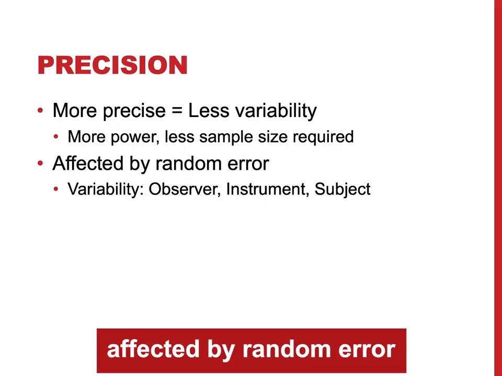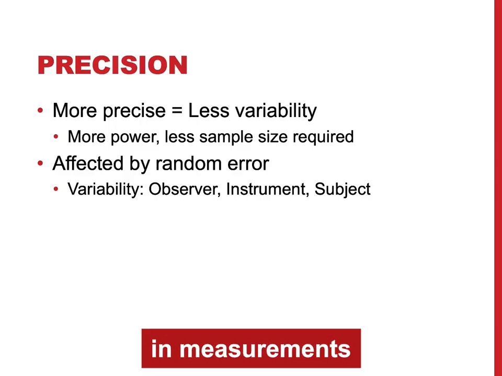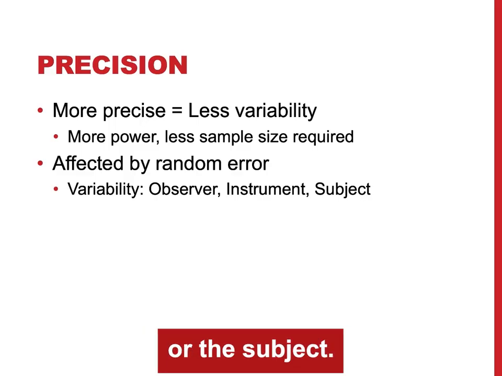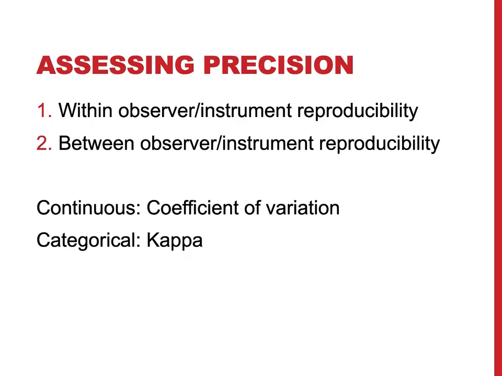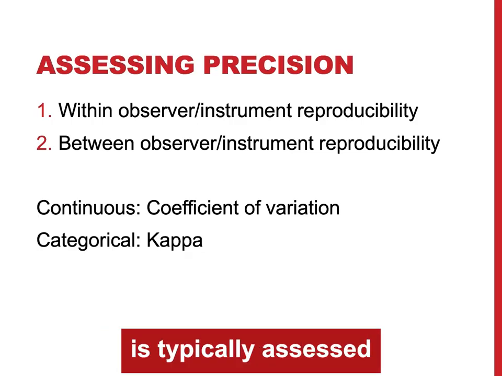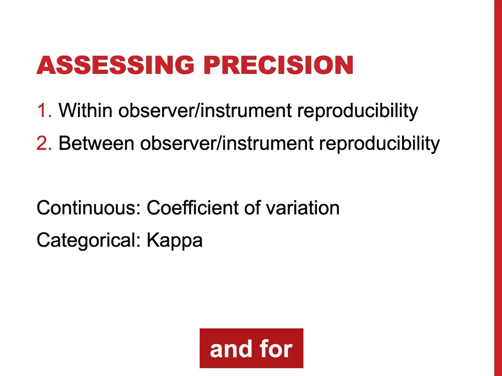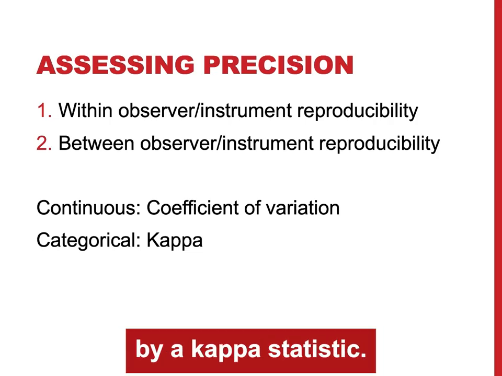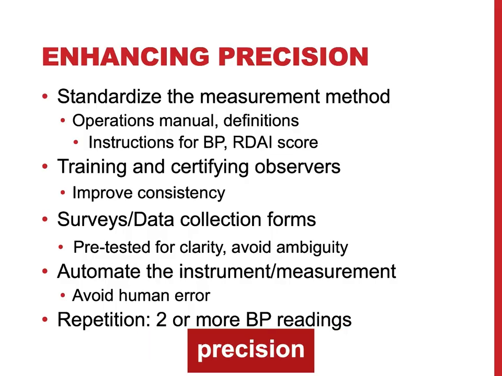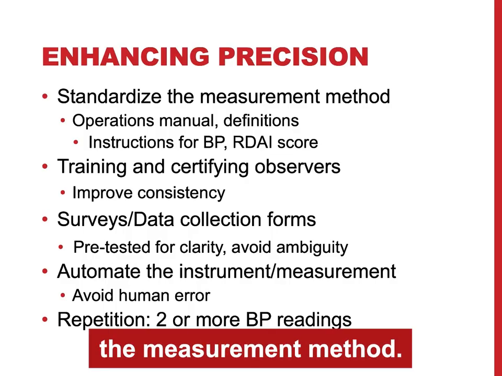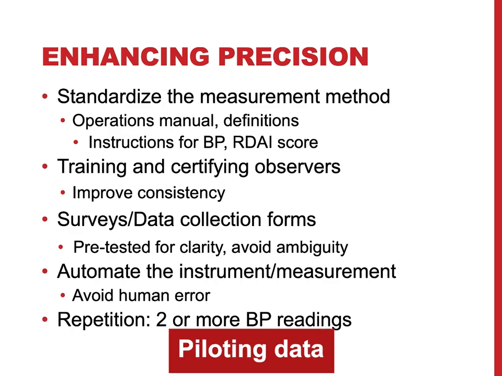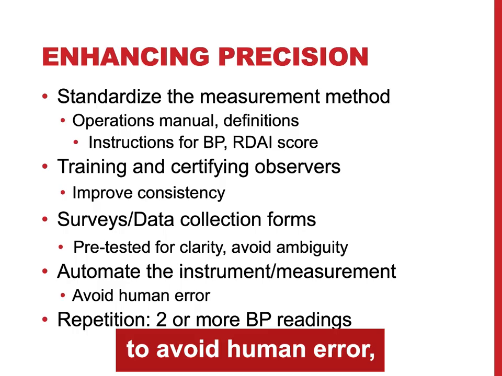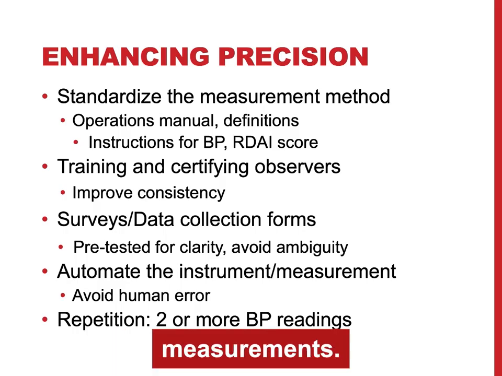Precision can be affected by random error and be due to variability in measurements by the observer, the instrument, or the subject. Precision can be assessed by reproducibility. Precision of continuous variables is typically assessed by a coefficient of variation, and for categorical variables by a kappa statistic. You can enhance precision in measurements by standardizing the measurement method, training and certifying observers, piloting data collection forms and surveys, automating the instrument to avoid human error, and by making repeat measurements.